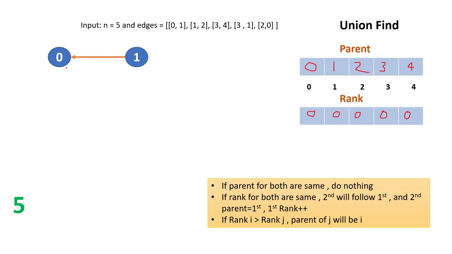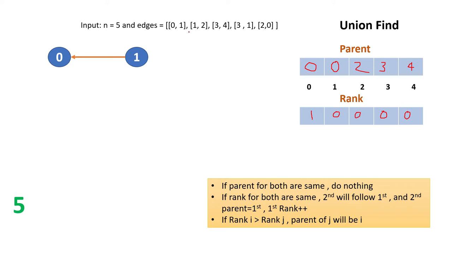When it is following the first one, that means 1's parent is now 0. So here what we can update is the parent of 1 will become 0 now. And as 1 is following 0, that means 0's rank will be increased. He will be very happy, right? So 0's rank will be increased by 1. So 0's rank will become 1 now.